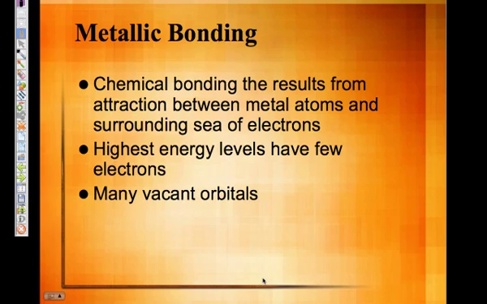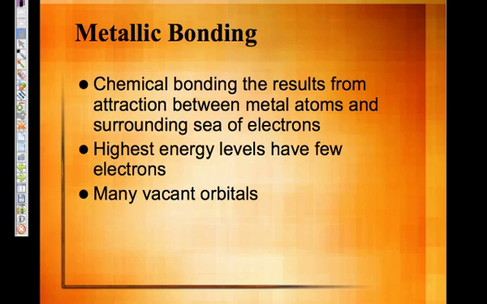And then metallic bonding is a chemical bond that results from attractions between metal atoms and a surrounding sea of electrons. Now the reason why they call it the sea of electrons, because the metal bonds are occurring in the transition metals, so in the D block. If the element is in the D block, its highest energy level, like let's look at iron. Iron's highest energy level is 4, but it still has electrons in the D sublevel, and those D sublevel electrons can kind of move into the P orbital.